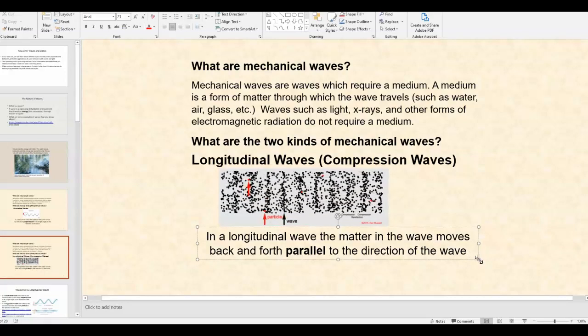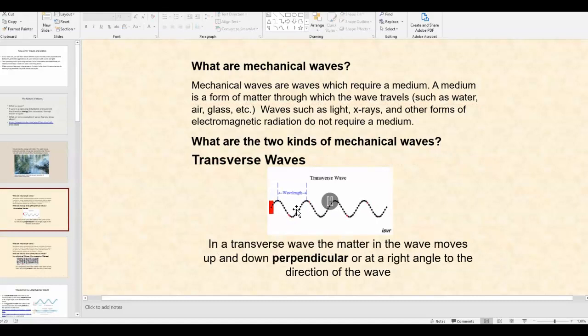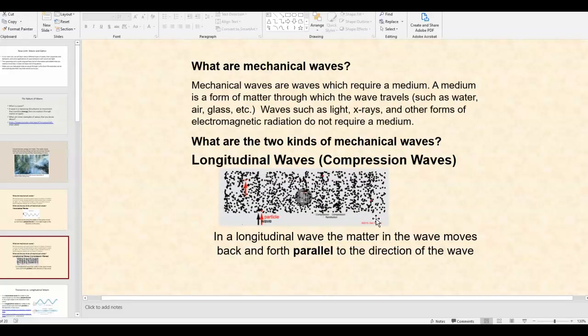Sound. Sound waves are longitudinal waves. So if you were to draw a sound wave, it would not look like this. It would look more like this. You might look at this animation and wonder what you're looking at. A longitudinal wave still meets the definition of a wave, but the particles making up the wave are moving back and forth parallel to the direction of the wave.